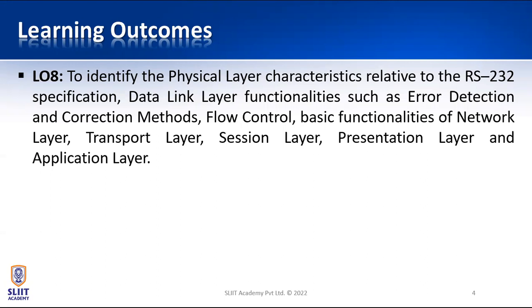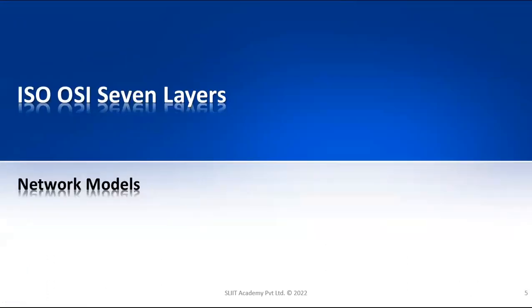So that is learning outcome 8, right? We have skipped learning outcome 7 in this lesson. Learning outcomes 7 and 8 come in the physical layer lecture, that is lecture 30, right? So this is lecture 12, ISO OSI 7 layers or network models.